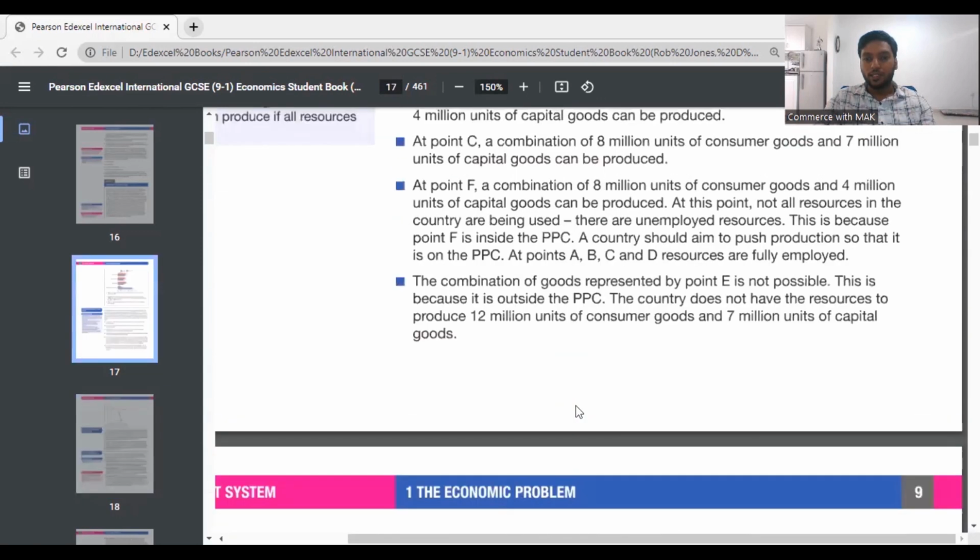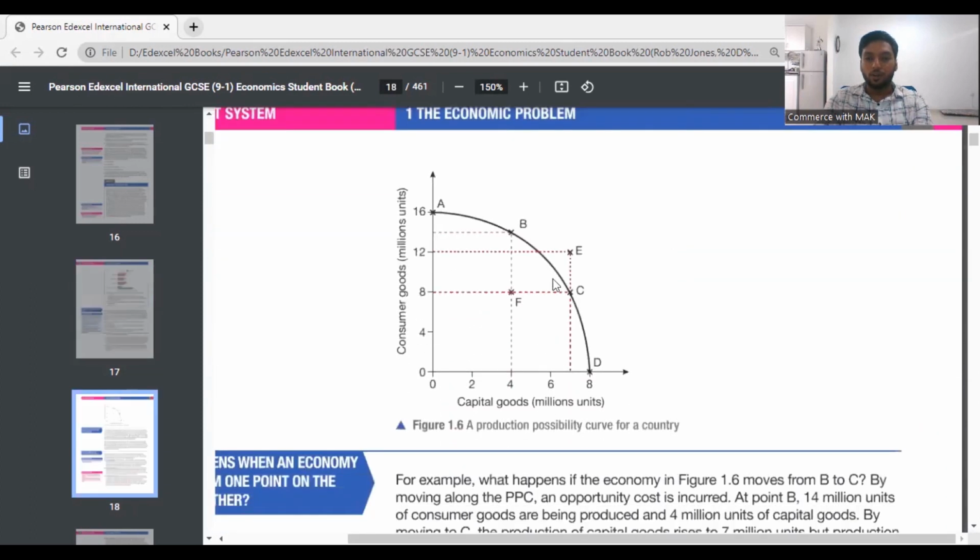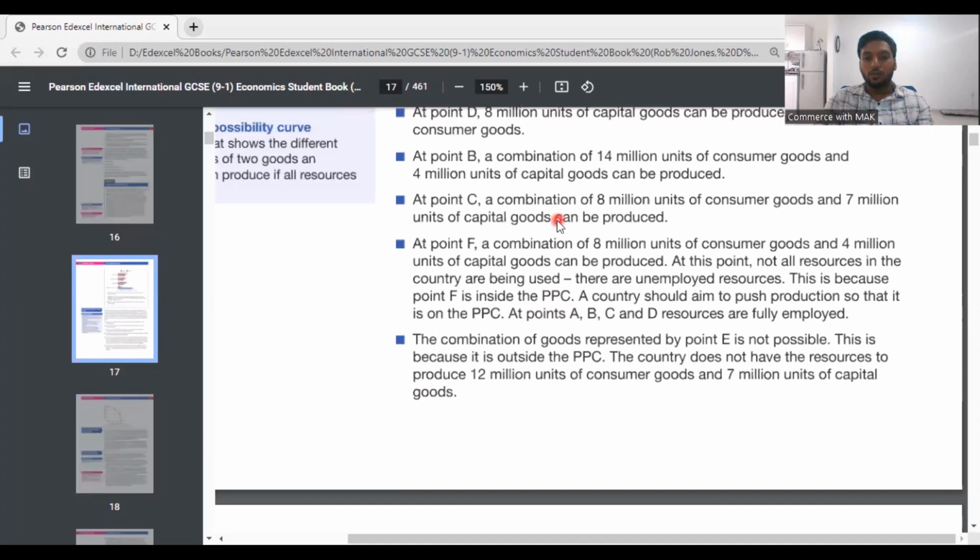And then the final thing, at point F, a combination of 8 million units of consumer goods and 4 million units of capital goods can be produced. So they are saying if you are going to produce at F, you are going to produce 8 million consumer goods and 4 million capital goods. I hope you can see my cursor. Anyway, moving on. At this point, not all resources in the country are being used. There are unemployed resources because point F is inside the PPC. A country should aim to push production so that it is on the PPC.